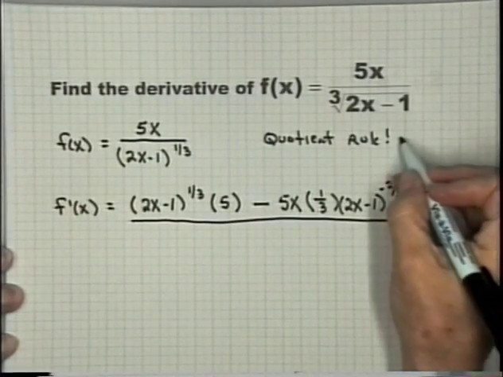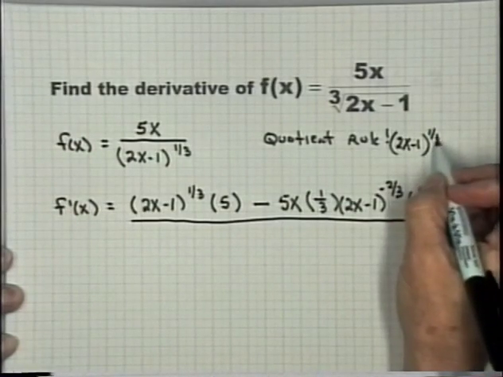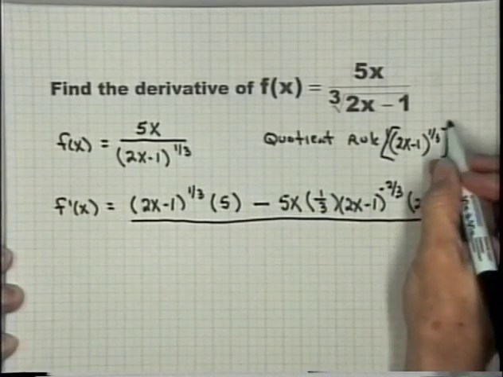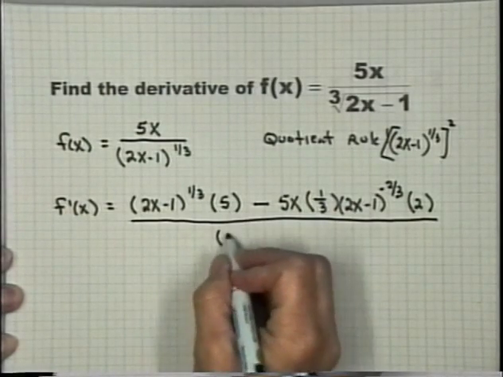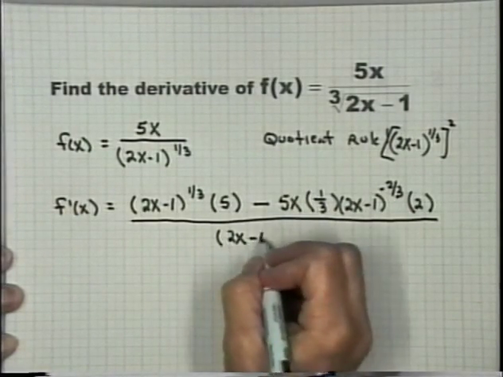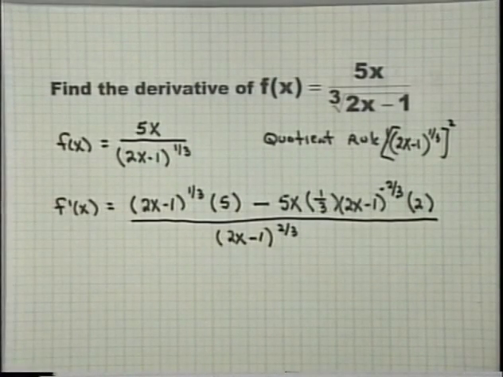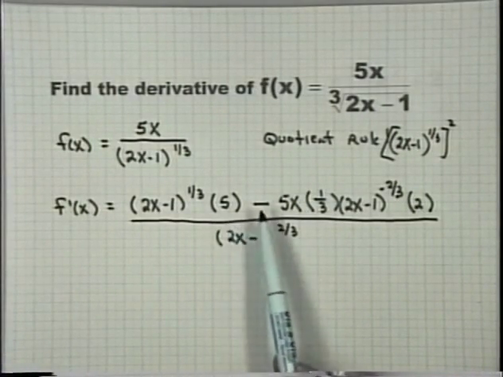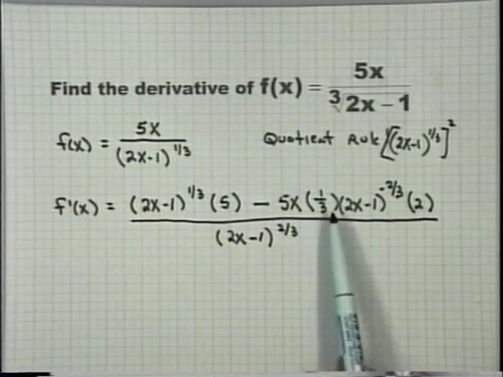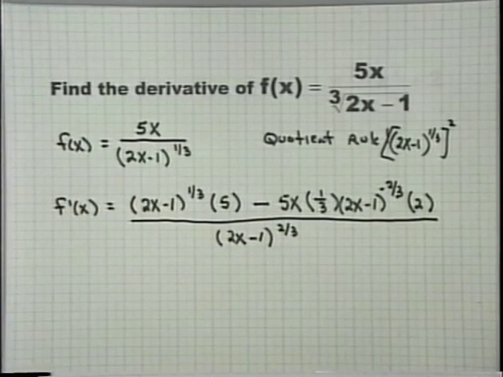Now I might want to remind you, if you take 2x minus 1 to the 1/3 and you square that, power to a power, so you multiply those exponents and get 2/3. So this was going to be over 2x minus 1 to the 2/3 power. Now let's just stop for a second, make sure we have everything. Denominator, derivative of numerator, minus numerator, derivative of denominator, denominator squared.